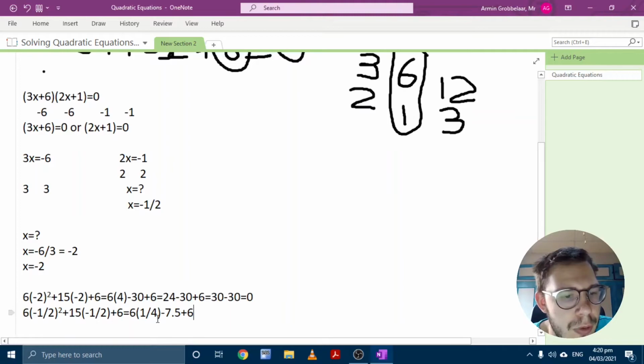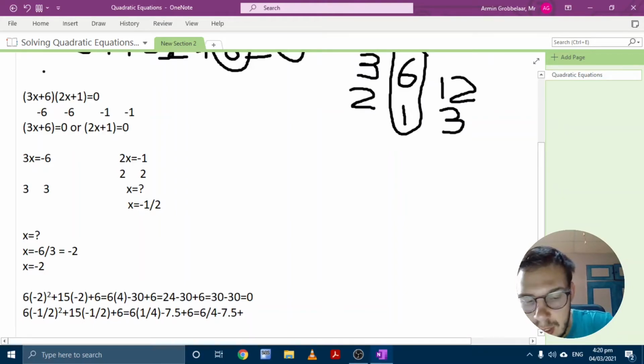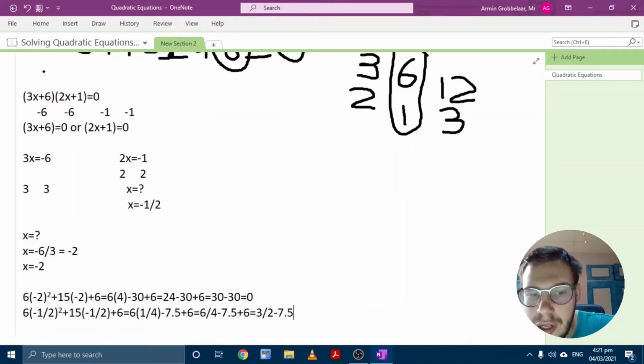Now what I'm left with is 6 times a fourth, which is just 6 divided by 4, minus 7.5 plus 6. So now I can say the 6 divided by 4, we can divide the top and bottom by 2. So what we're left with here is 3 divided by 2 minus 7.5 plus 6.